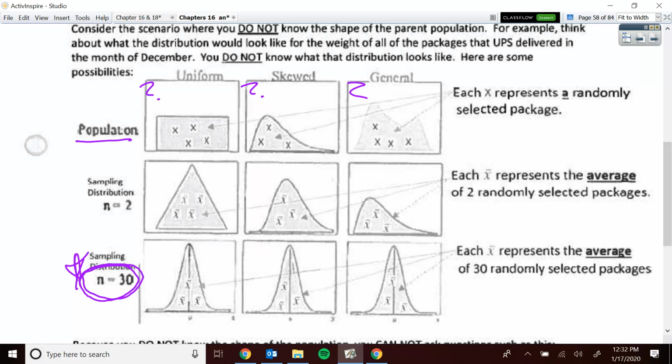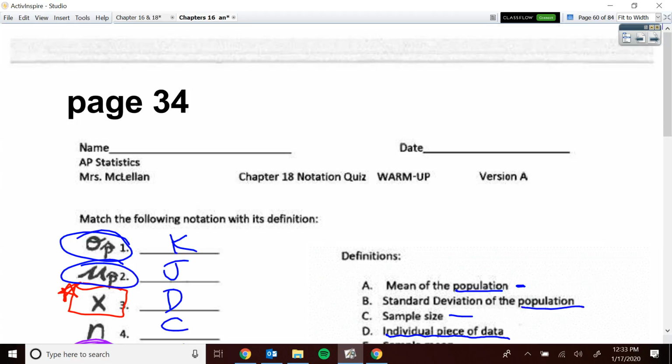And look at n equals 2. Did sample size n equal 2 fix the problem? No. These ones did not fix the problem, but did a sample size of 30 fix the problem and make it about normal? Yes, it did. And that's what our central limit theorem is. It's about the shape of the population and the sampling distribution.